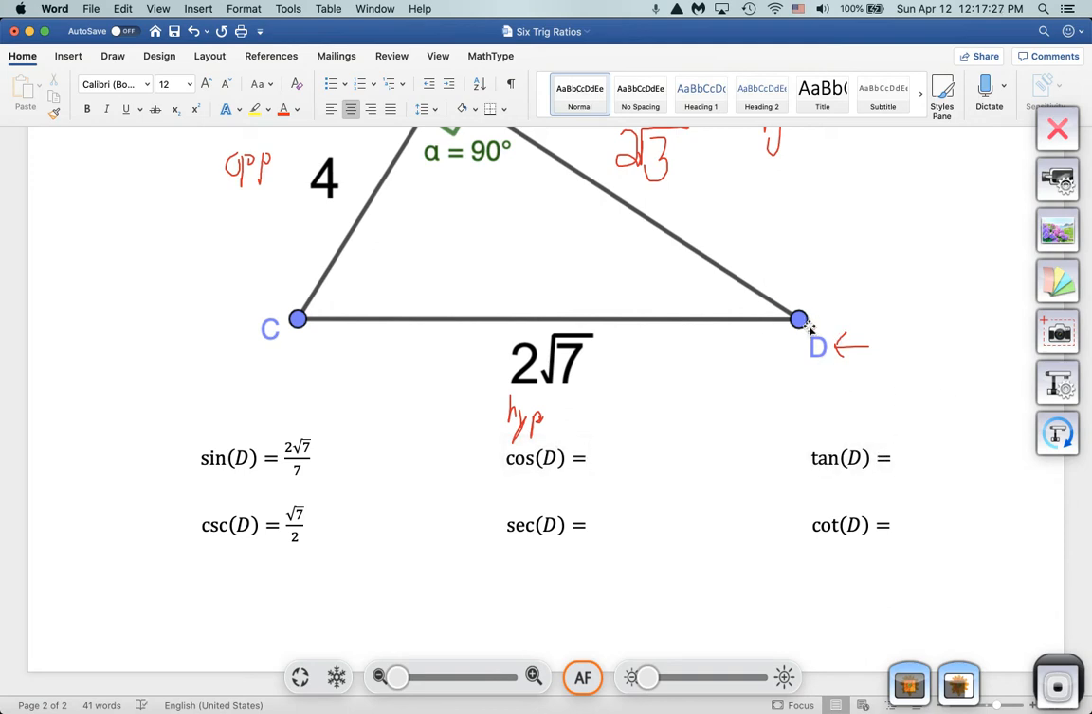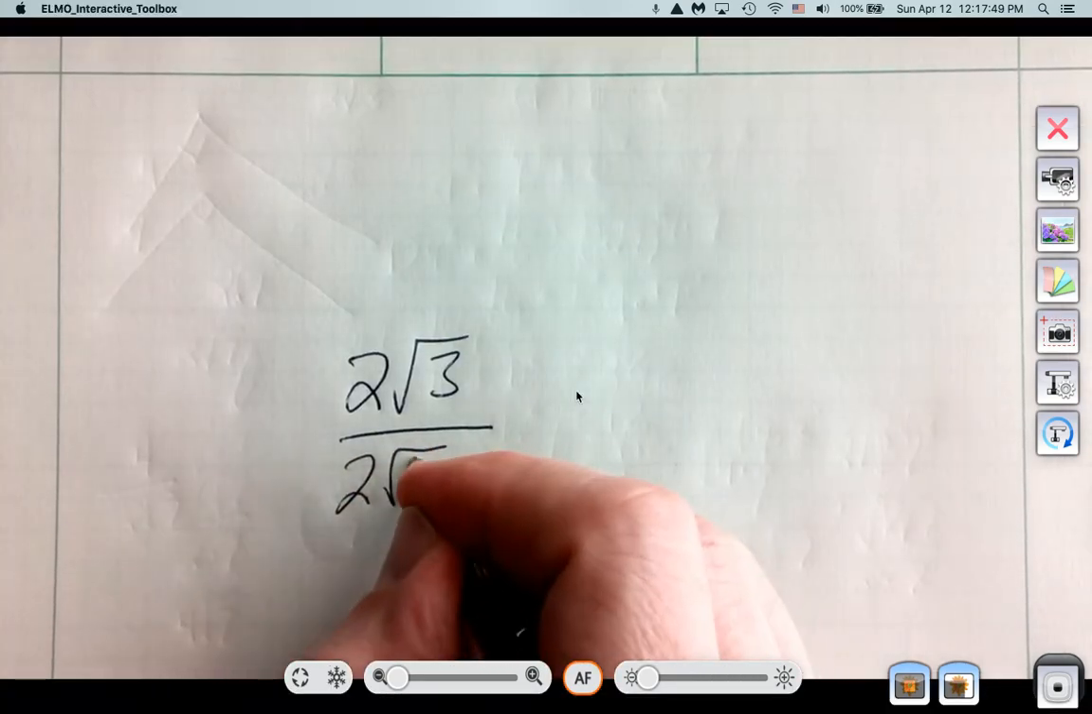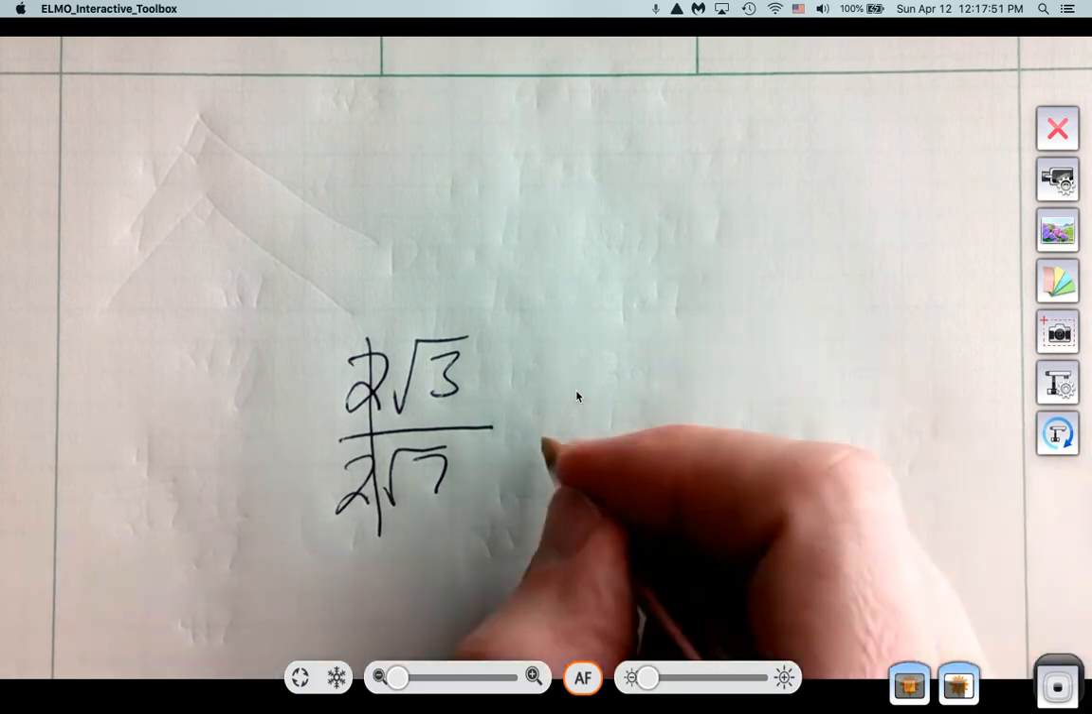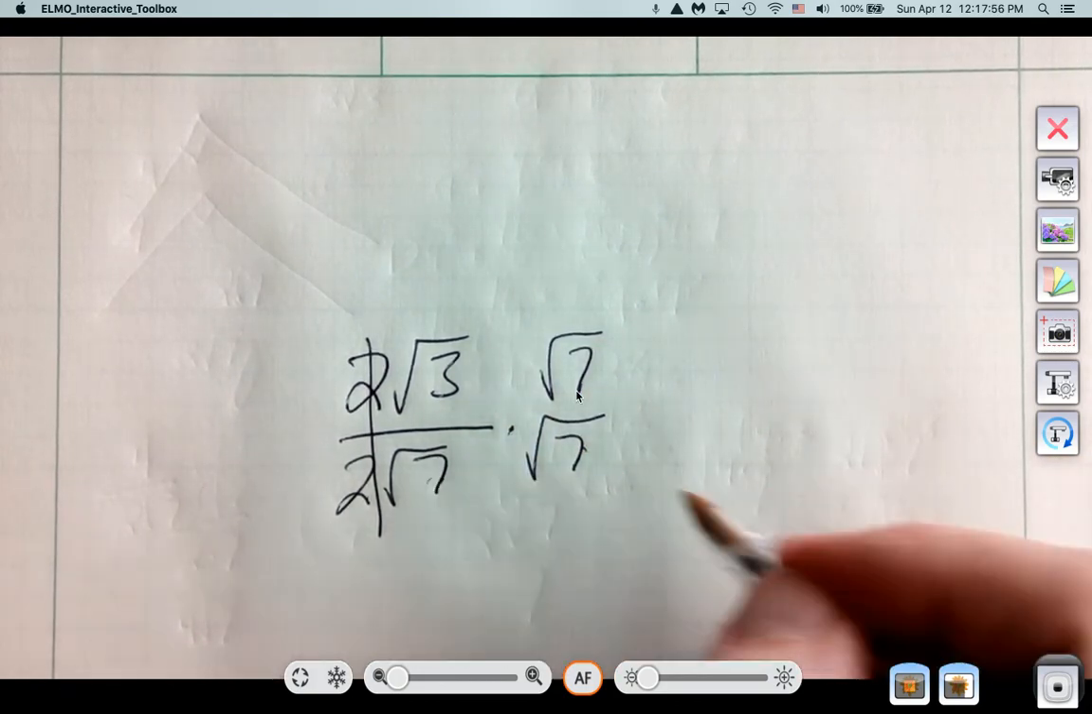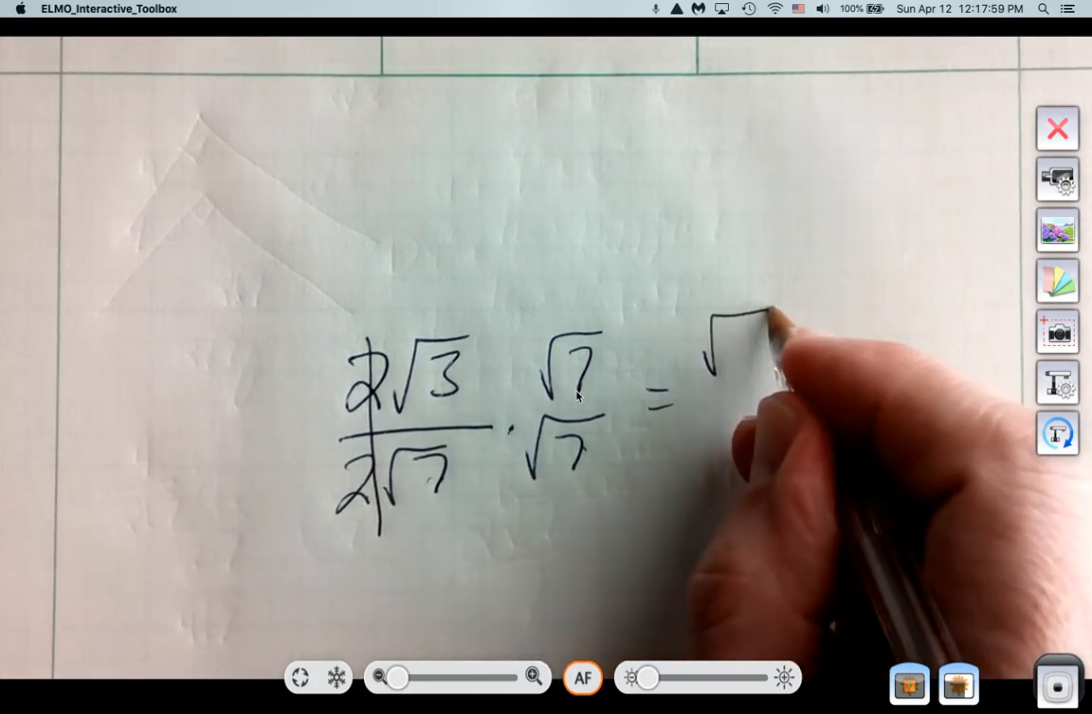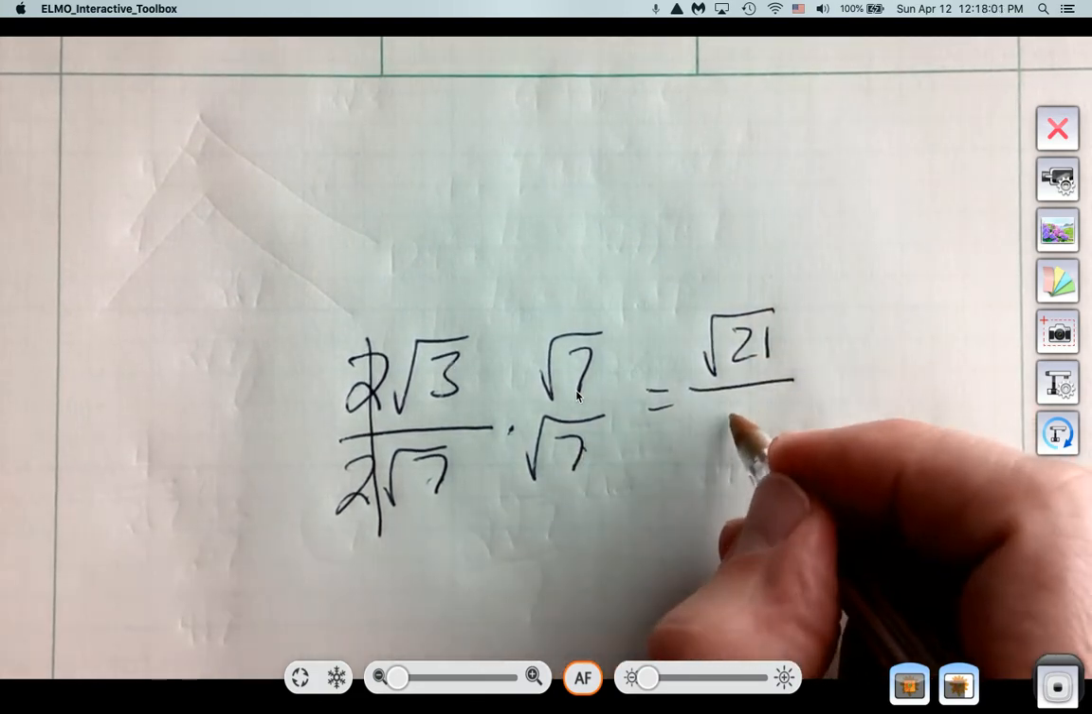of D is the adjacent over the hypotenuse. So it's going to be 2 square roots of 3 over 2 square roots of 7, because it's adjacent over hypotenuse. The 2's cancel. I'm going to multiply by the square root of 7 over the square root of 7 to rationalize that denominator. I'm going to get the square root of 21 over 7.